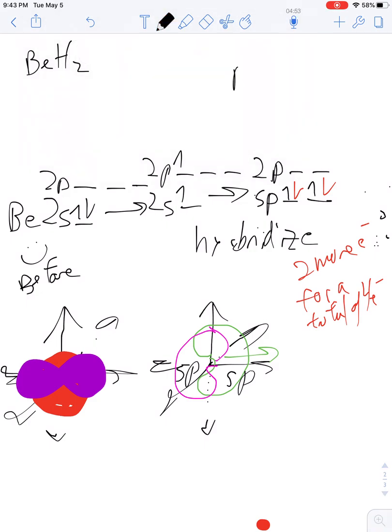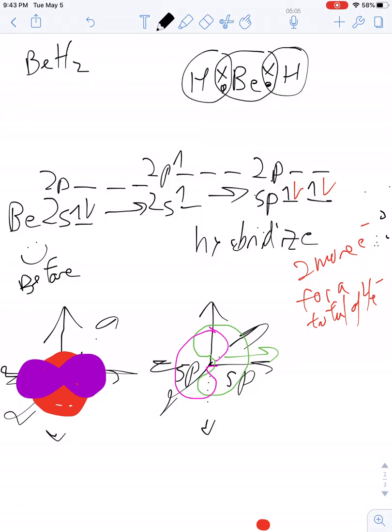And that indeed explains why I end up with this sort of configuration. There are 4 electrons around the beryllium, so it follows the rule of 4. And I would say the hybridization on the beryllium is sp. Okay?